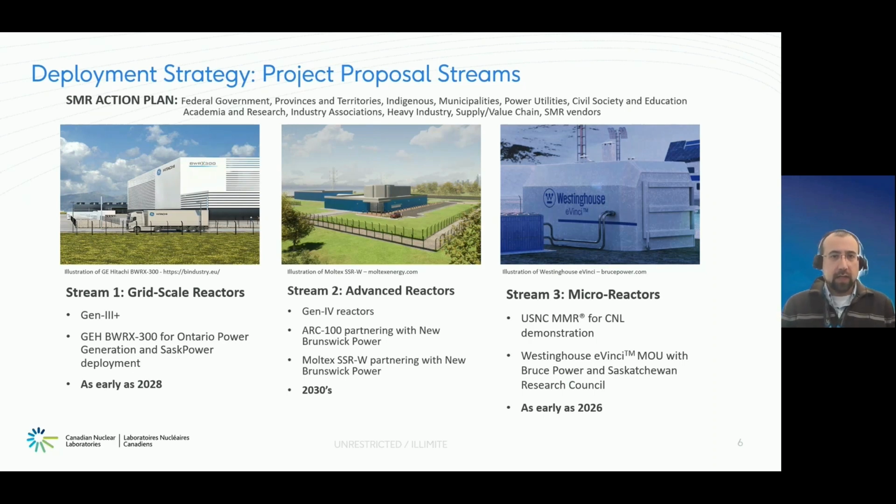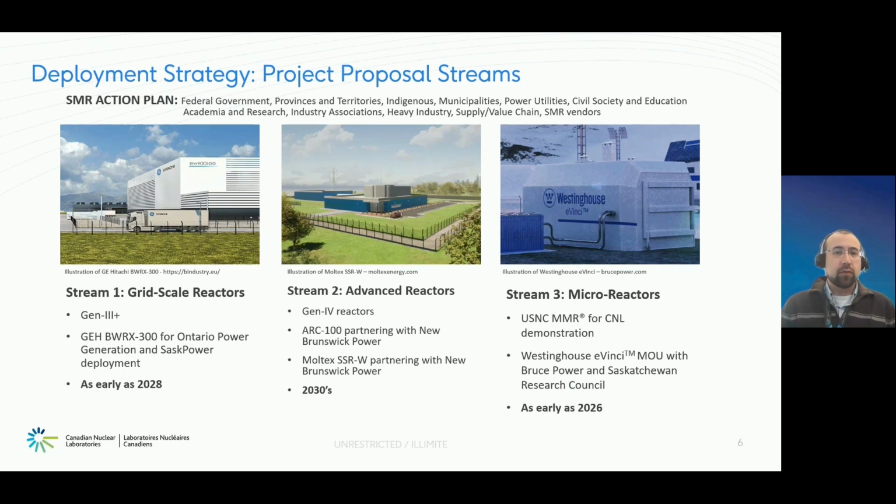Stream 2 is advanced reactors, so-called Generation 4 reactors, typically incorporating different coolants, not water, but in many cases sodium or molten salts or gas-cooled. There are 2 different vendors that are working with New Brunswick Power today. ARC 100 concept, which is a sodium fast reactor, and the Moltex concept, which is a molten salt reactor concept. Both of these are targeting deployment at the end of this decade and into the 2030s.